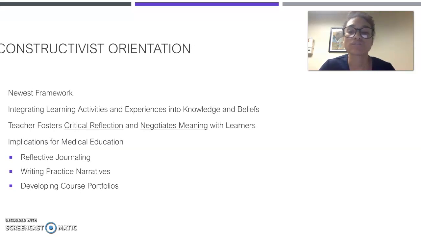Last one is the constructivist. This is the newest framework, and it's integrating learning activities and experiences into knowledge and beliefs. The teacher here fosters critical reflection and negotiates meaning with the learners. So here the implications are things like reflective journaling, writing practice narratives, and developing course portfolios.